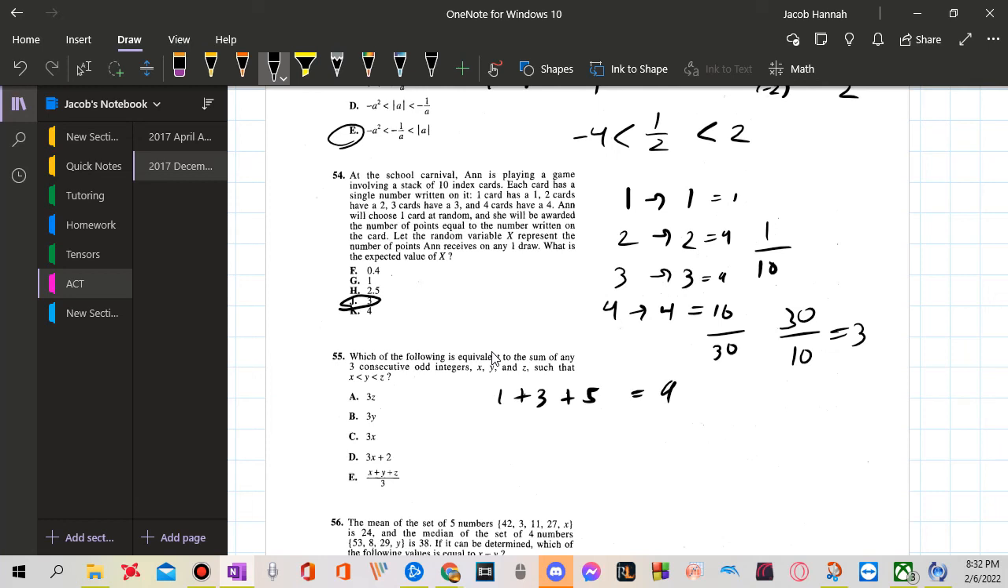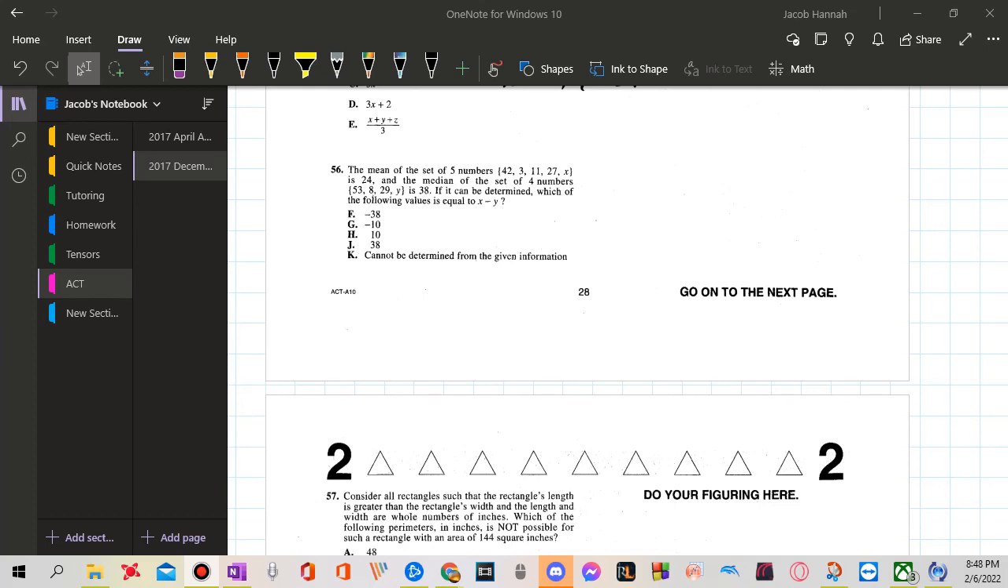So if x is equal to 1, y is equal to 3, and z is equal to 5, and you sum them up to get 9, you see that 3 times one of these numbers gives you the total. In this case, y is 3, so 3 times y is 3 times 3, which is 9. That's the sum we got for these odd numbers. So B.